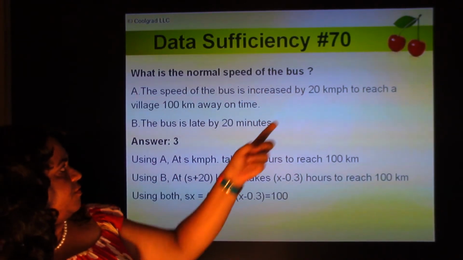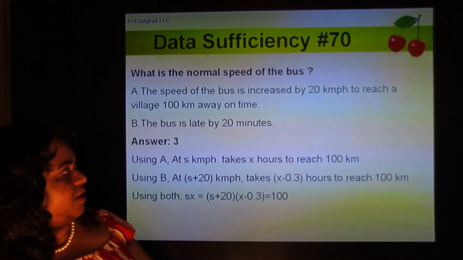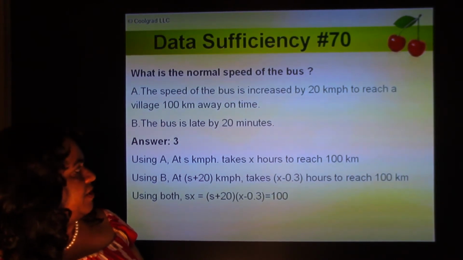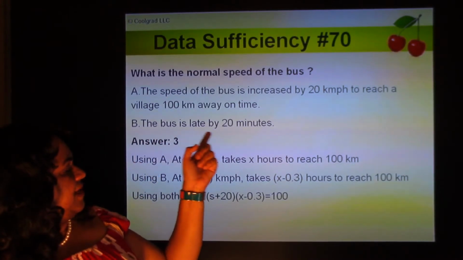What is the normal speed of the bus? Statement A. The speed of the bus is increased by 20 kilometers per hour to reach a village 100 kilometers away on time. Statement B. The bus is late by 20 minutes.